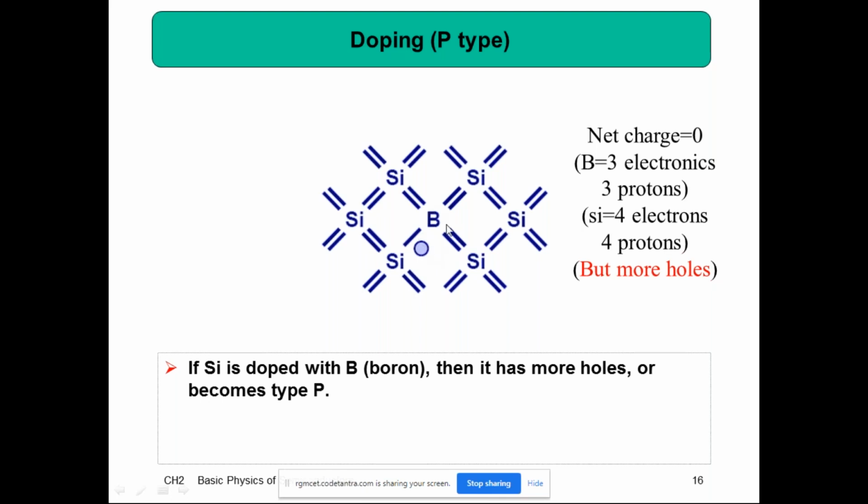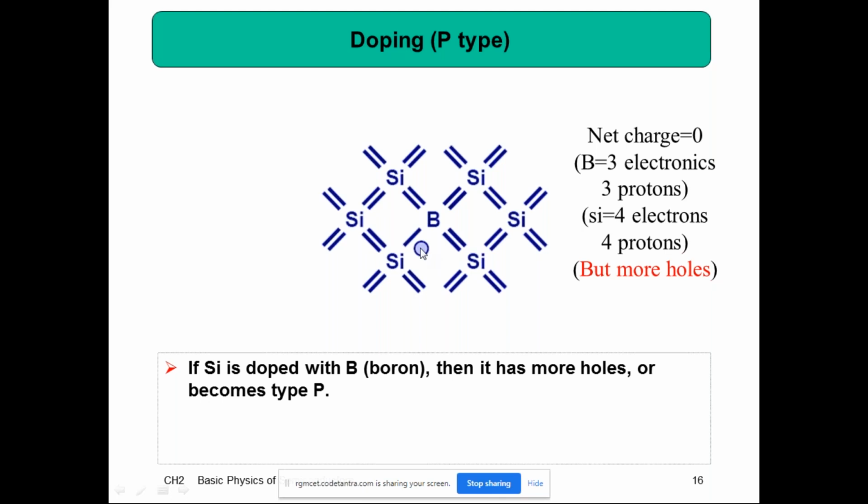Now what happened here? Now it behaves like a negative ion. Okay, all covalent bonds are completely filled up. But what about the charge? Net charge is equal to negative. Why? Because here the boron previously had 3 protons, 3 electrons. Now 1 electron is added and that completes the covalent bond. But what about the net charge? The net charge is negative. Simply, it behaves like a negative charge.